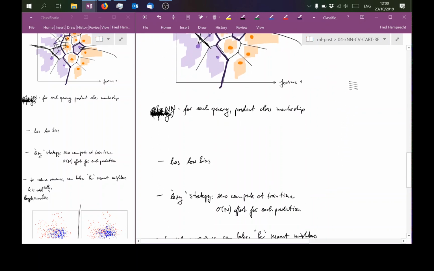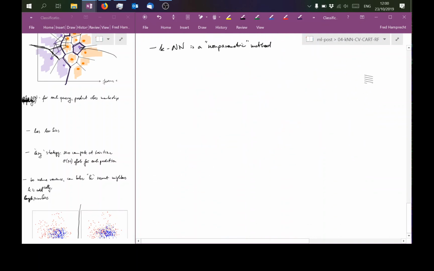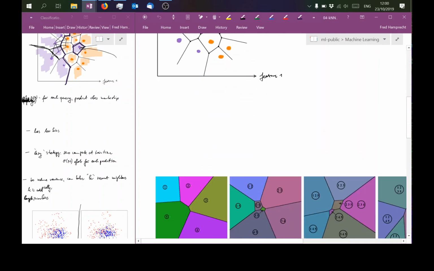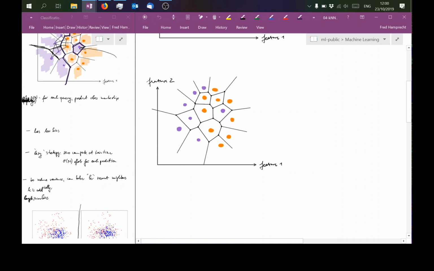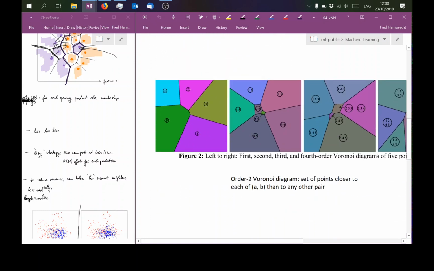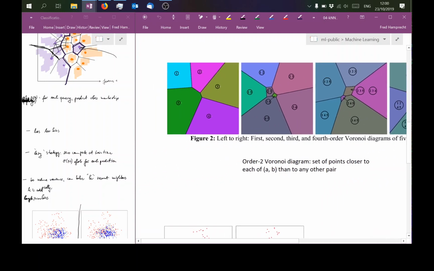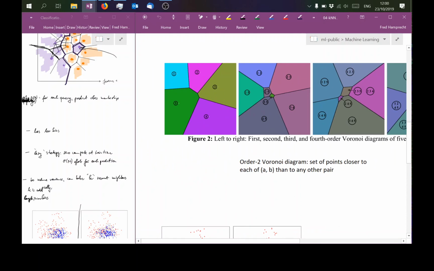I'm grateful for the question actually, because I think I put another picture in the public document here. I've mentioned this Voronoi diagram, and the Voronoi diagram can be generalized to higher orders. So here, this is taken from this paper. We have the 5 points that you see, circled. They're numbered here, 1, 2, 3, 4, 5. And what you see on the left-hand side, the colors are arbitrary, but what you see is a Voronoi diagram as I've described it to you.